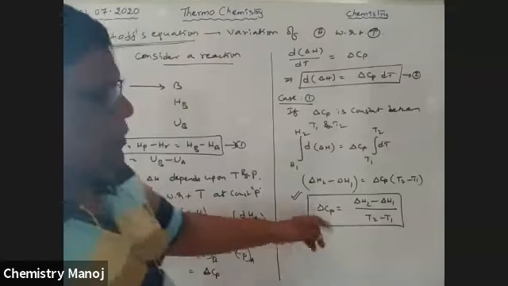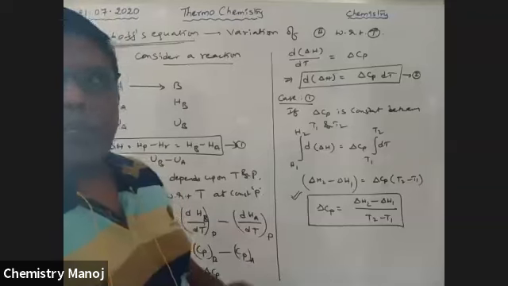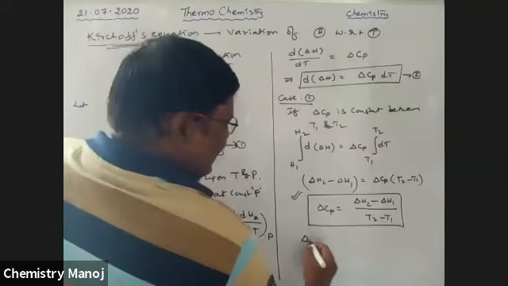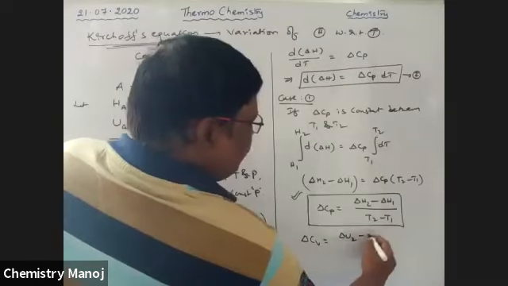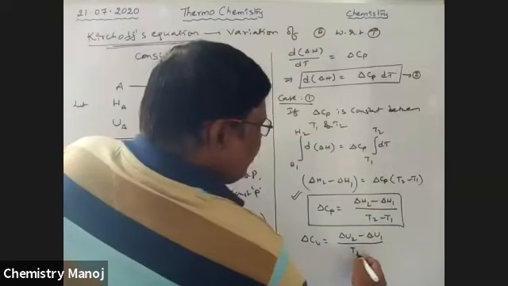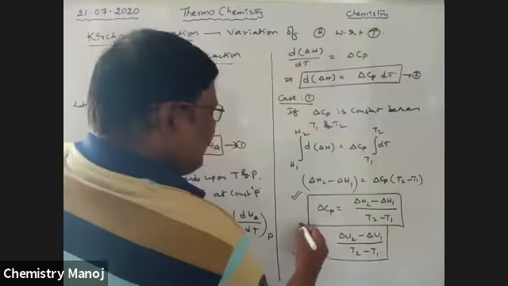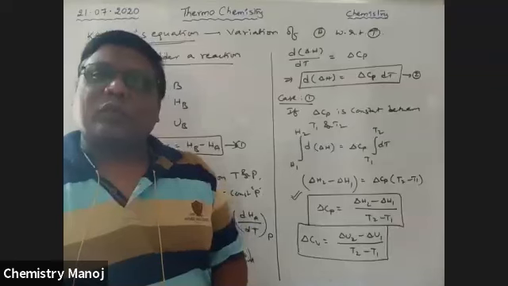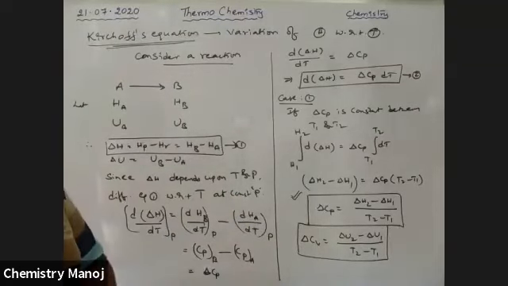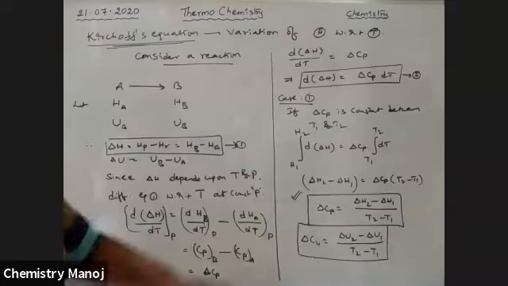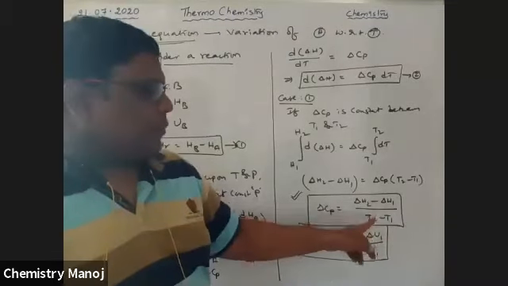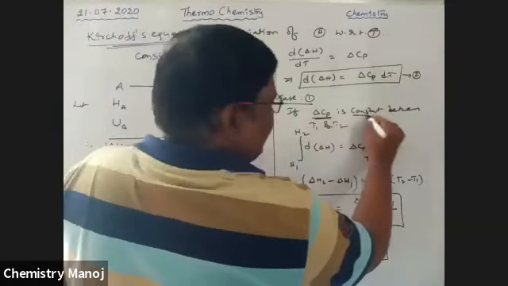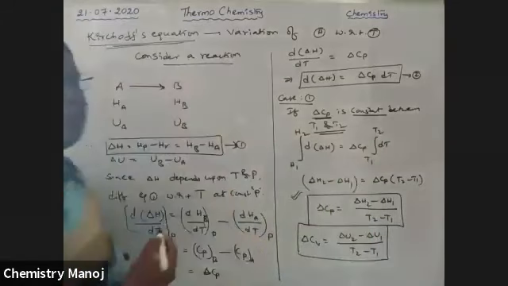In terms of heat capacity at constant volume, we get delta Cv is equal to delta U2 minus delta U1 by T2 minus T1. Both these are considered as Kirchhoff's equations. Very, very important, boys. Delta Cp is equal to delta H2 minus delta H1 by T2 minus T1, if delta Cp is constant between T1 and T2 temperatures.